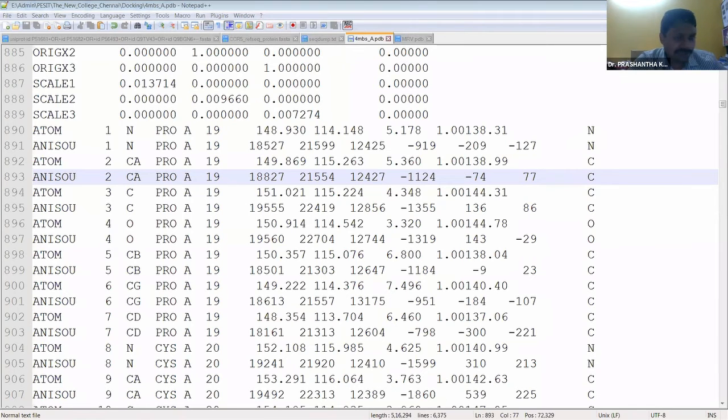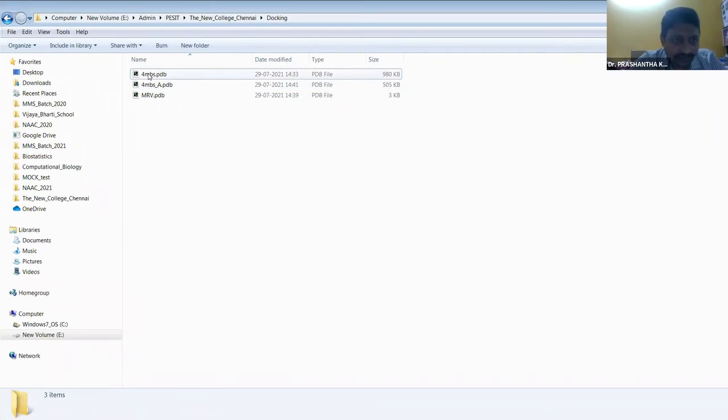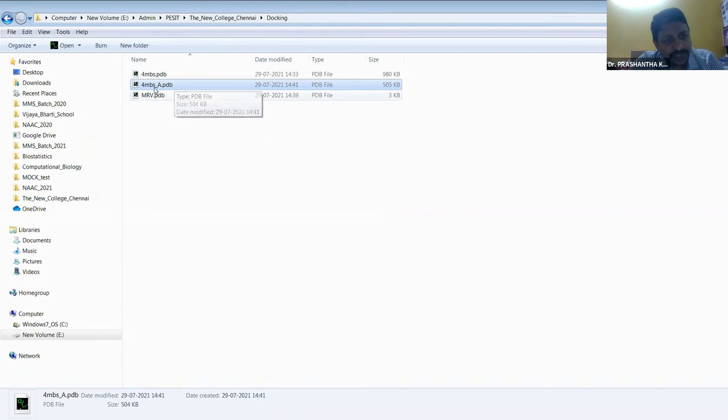Now, if we go back to our folder, we will have three files. 4mbs.pdb is the original file. 4mbs_A.pdb is the only A chain. Maraviroc.pdb is another file. The protein acts like a protein, and this acts like a ligand.